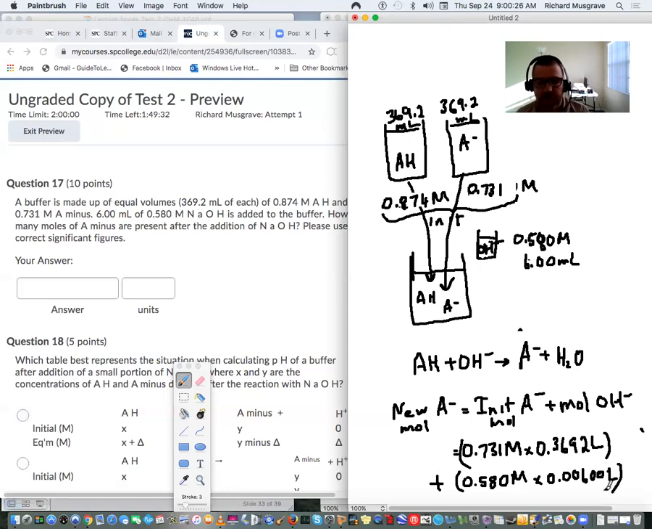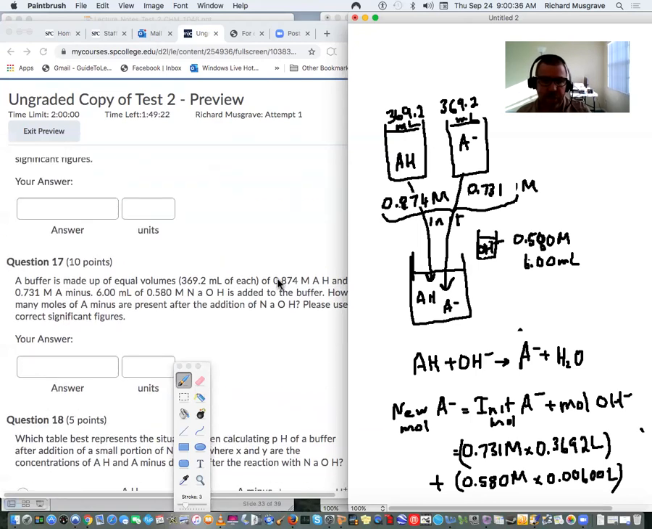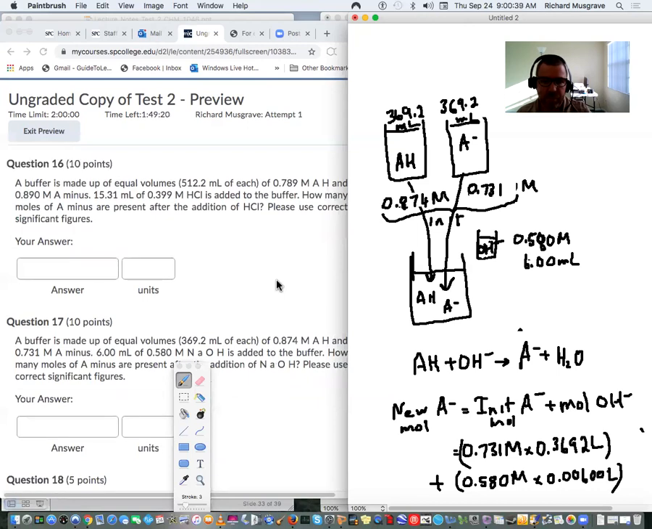So it's important here, with these two questions, both 16 and 17, to be aware of whether you're adding or subtracting. And these are going to vary. It could be any one of four possibilities here where we're adding HCl or sodium hydroxide, and we could be looking for the AH or the A minus. I know here they're both A minus, but you could also be looking for the AH as well. And you need to be aware of whether you're subtracting or adding, and that can take a little time to get straight.